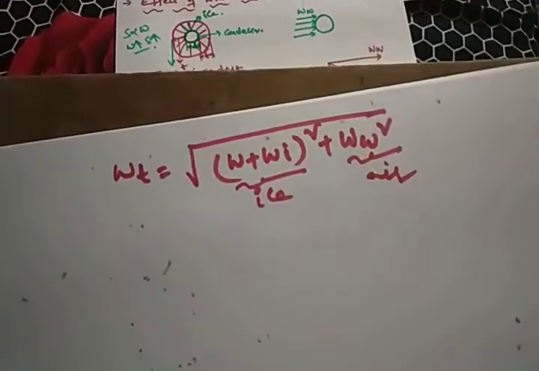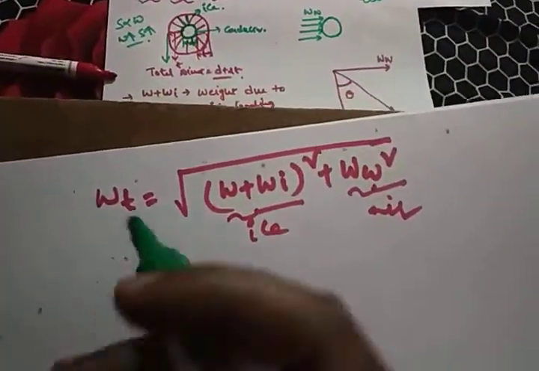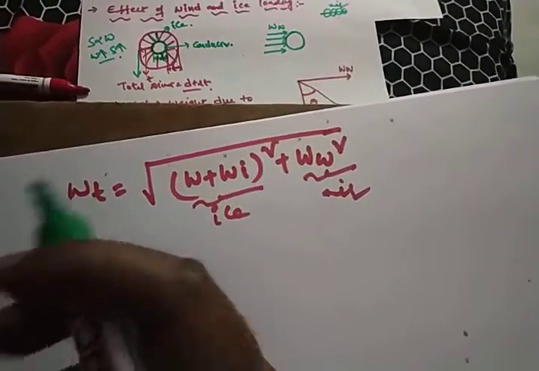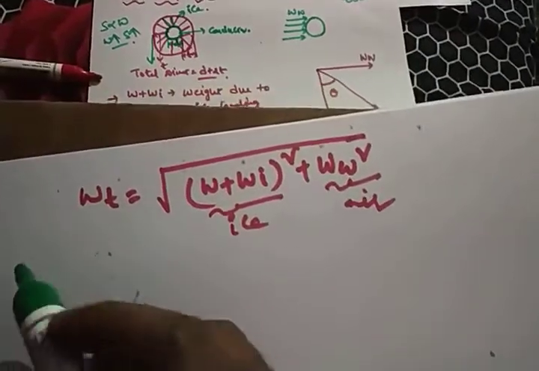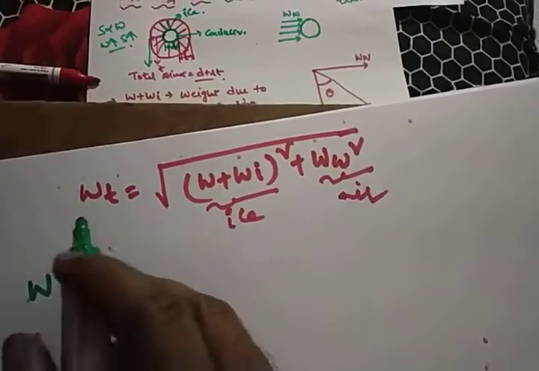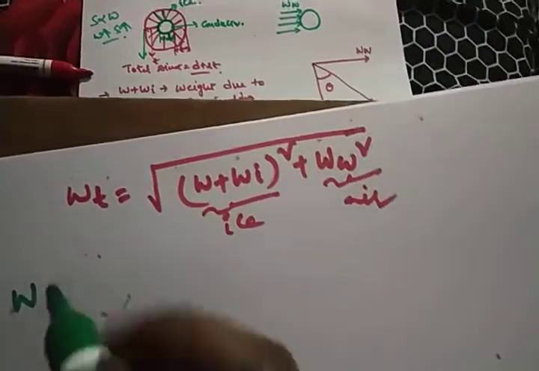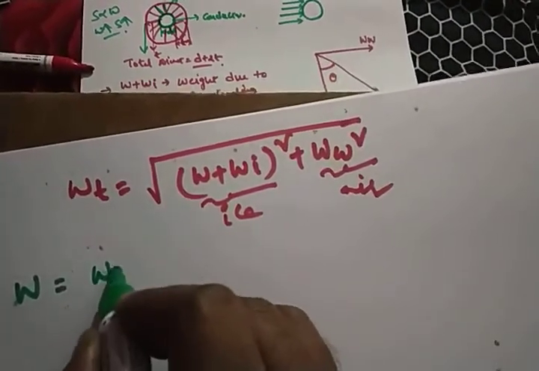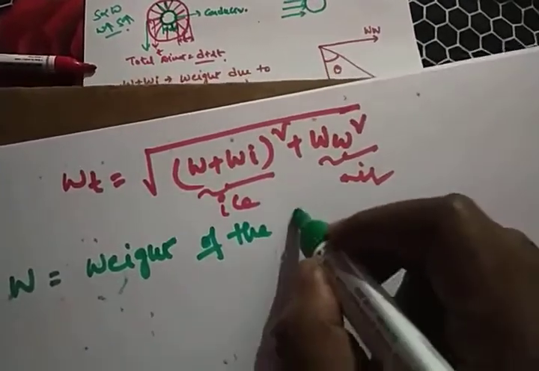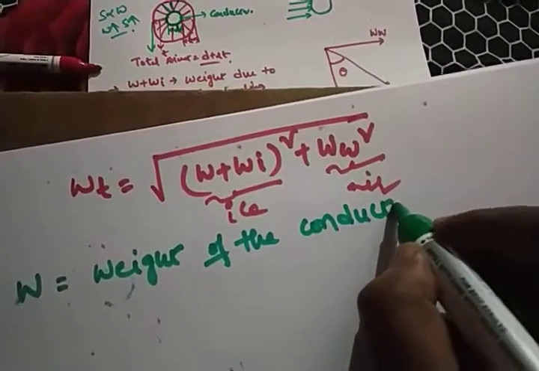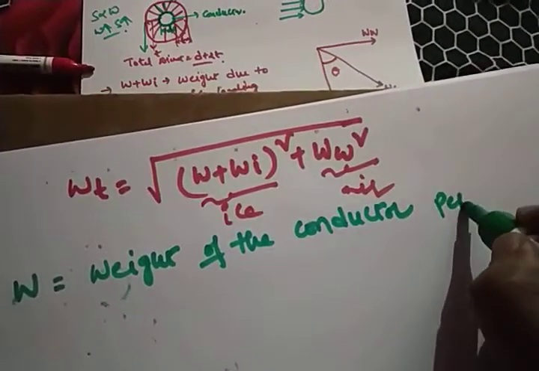Now you have to define each and every weight individually. We'll derive the formulas, each and every formula one by one. Understand clearly, because if a problem is given like that, you have to solve it with these formulas. So what is W? W is nothing but the weight of the conductor per unit length.